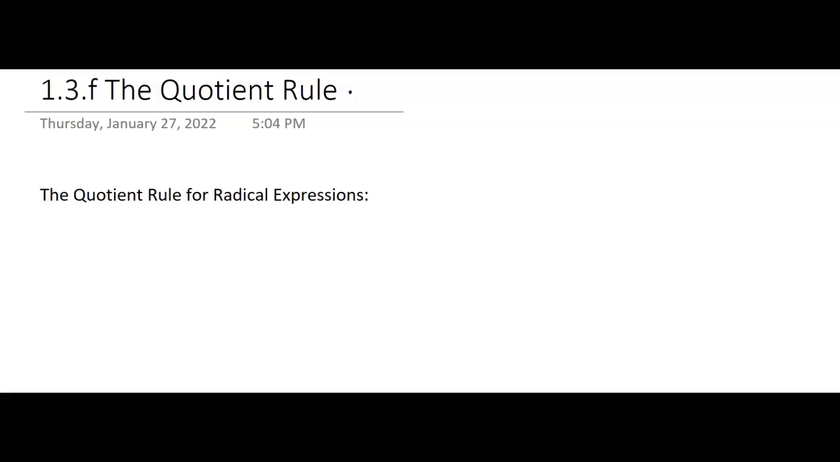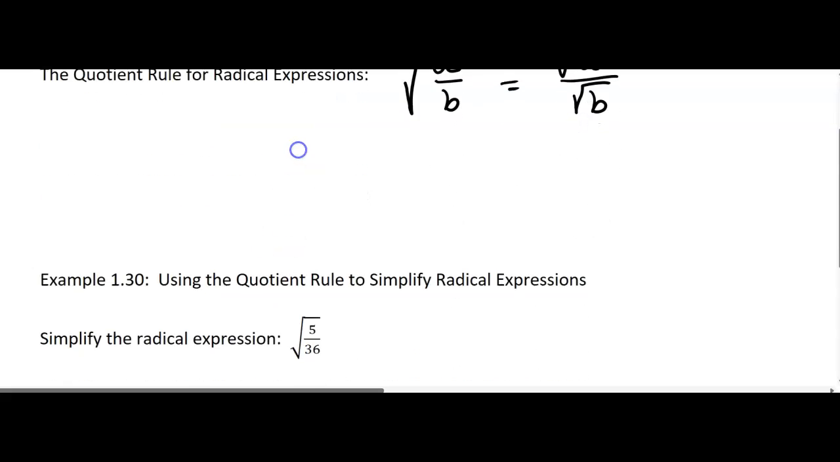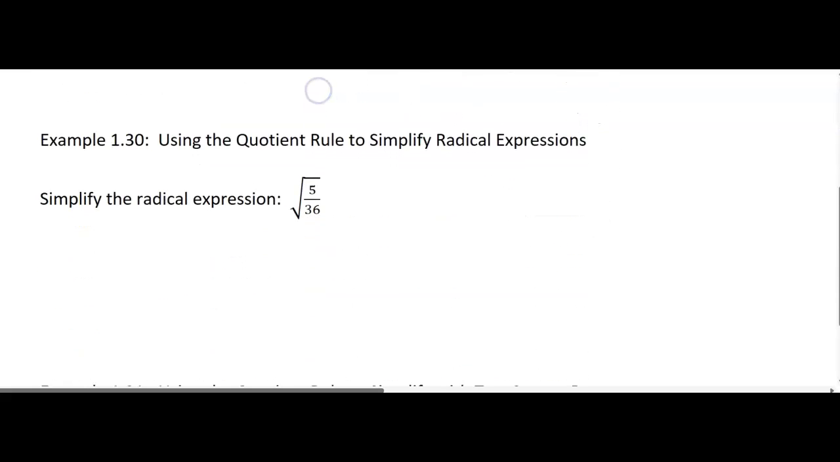Now we'll talk about the quotient rule. Probably not any big surprises here, but if you have the square root of a quotient, you can split that up into the square root of A over the square root of B. Okay, so we'll use this property in a couple examples.